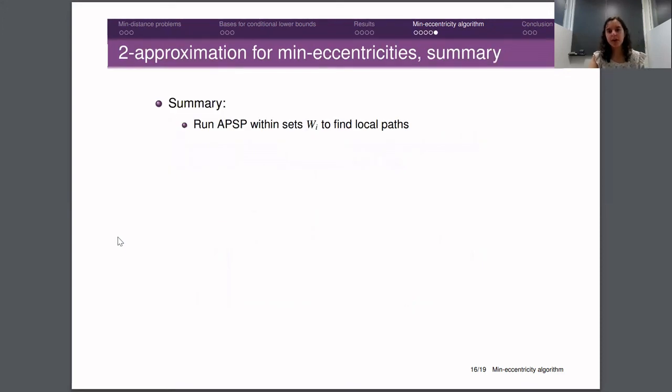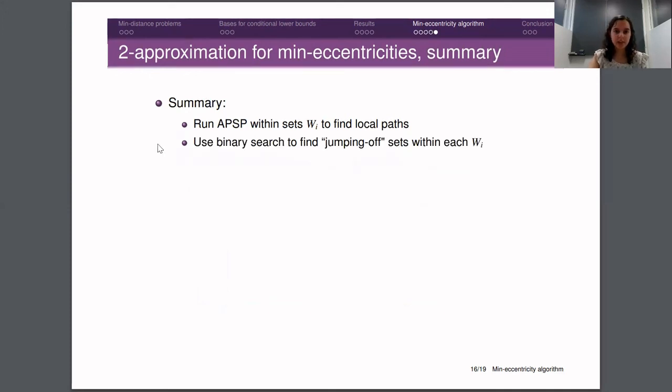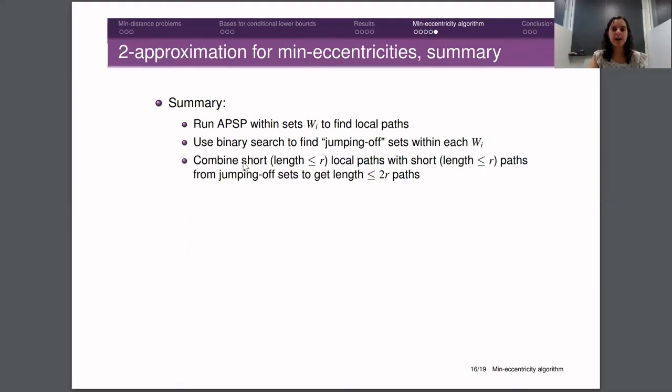So in summary, the way our min eccentricity approximation algorithm works is that we run APSP within these partitioned sets to find the local paths. We use this binary search technique to find these jumping off sets that give us external paths. And then we combine the short local paths with the short external paths from the jumping off sets to get approximately short paths to anywhere. And that gives us the min eccentricities that are less than or equal to 2R. And then you want to test lots of values of R to actually narrow down what the min radius and the min eccentricities all are.